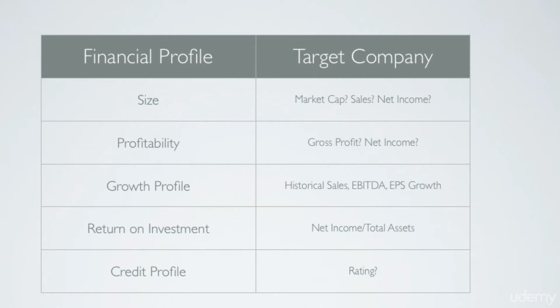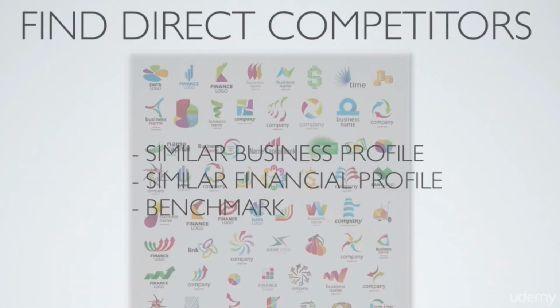Then we want to look at the growth profile, such as historical sales, the earnings before interest, tax, depreciation and amortization, the EPS growth, and so on and so forth. And then the return on investment, which is given by the net income over the capital invested, and the credit profile, which is given by the rating of the company. Once we gather all this information, the last step is going to be to find the direct competitors.